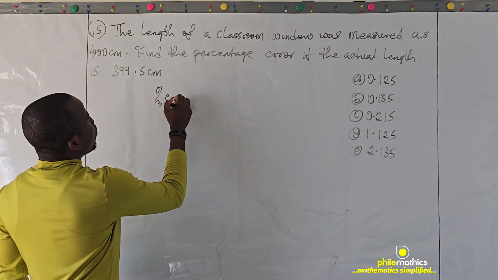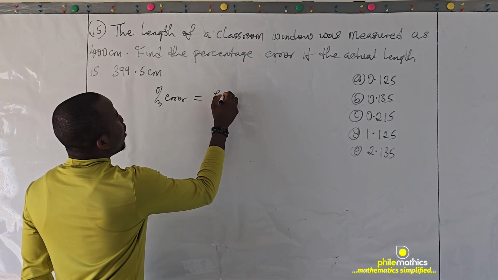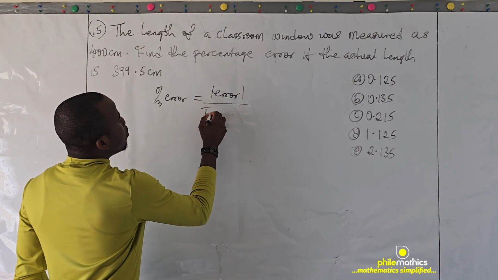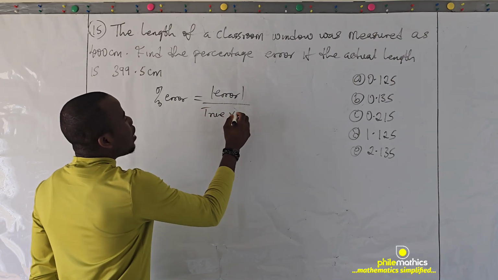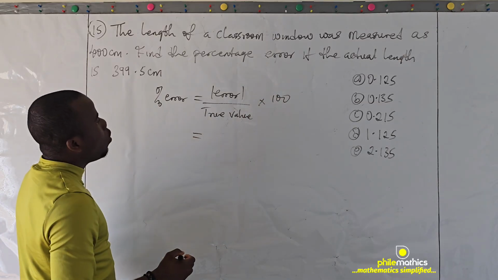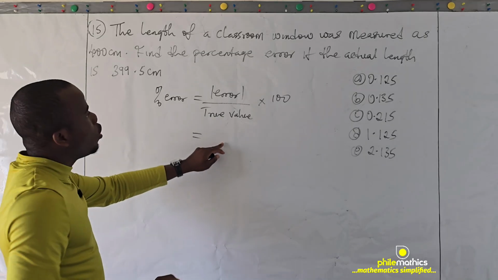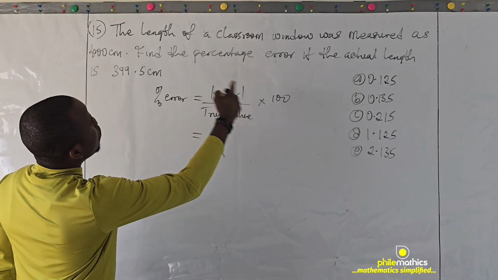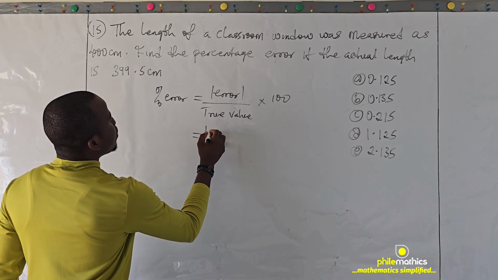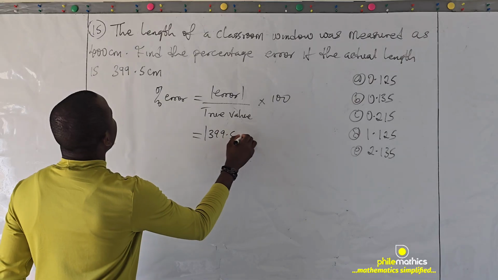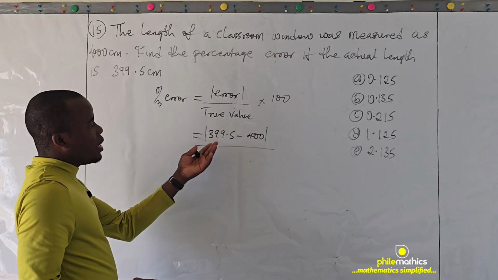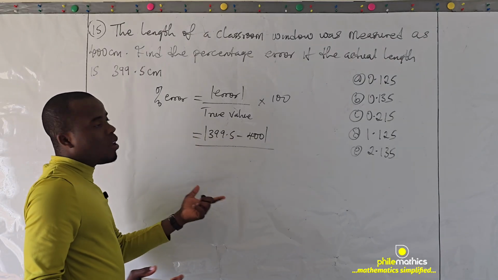Percentage error is simply the absolute value of the error over the true or actual value times 100. And so how we measure the error is the true minus the false or miscalculated value. So this is 399.5 minus 400. That is the essence of the absolute value. Or you could say 400 minus 399.5, in that case the absolute value will not be necessary.